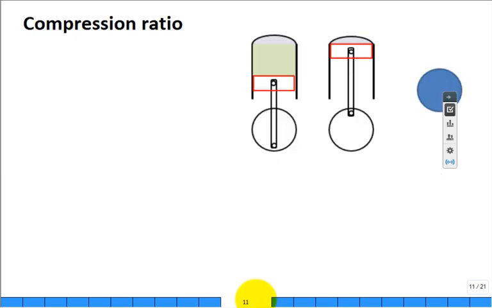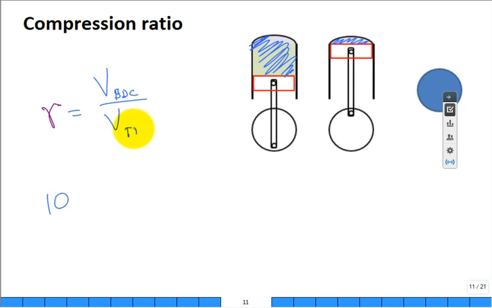The last is the compression ratio. This book uses a symbol R, no subscript, for compression ratio. And it's basically pretty easy to understand. You take all of this volume that's occupied at bottom dead center and you cram it only into that volume at top dead center. That's the compression ratio. The compression ratios may be 10, or they'll say 10 to 1, or 9 or 9 to 1. They'll describe it like that. But here, it's the larger volume, the volume at bottom dead center, divided by the volume at top dead center.